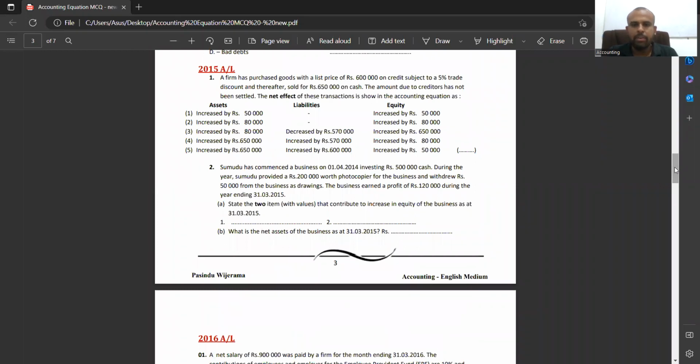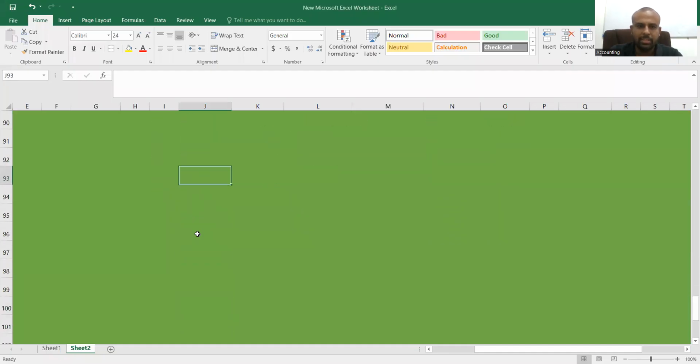A firm has purchased goods at a list price of 600 subject to a trade discount of 5%. It sold these goods for 650 in cash. The amount due to the creditor has not been settled yet. What is the net effect of these transactions? There are two transactions. One is a credit purchase, the other one is sales. By the time I explain this, you can send me the answer. We'll see the effect on the accounting equation.